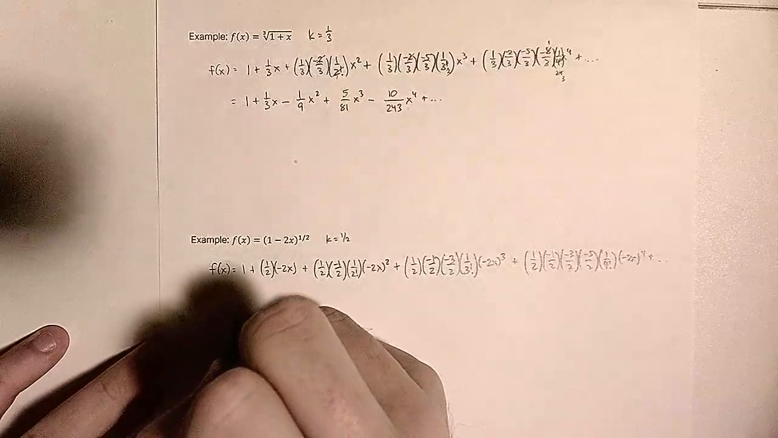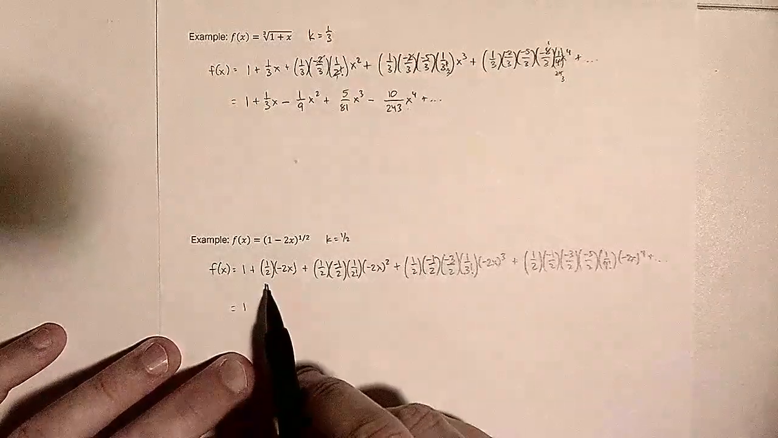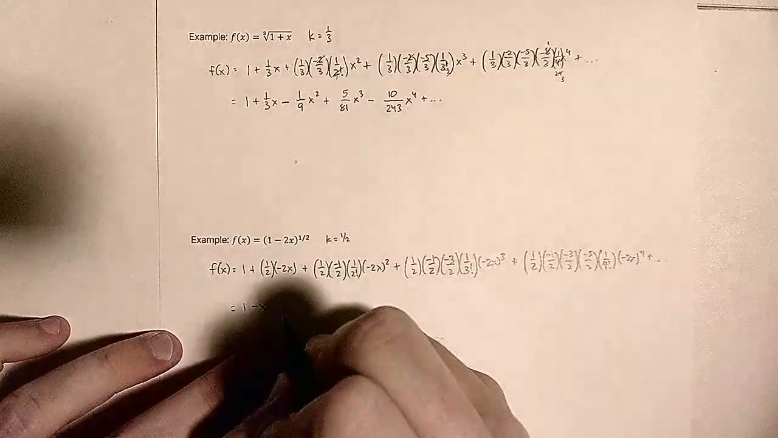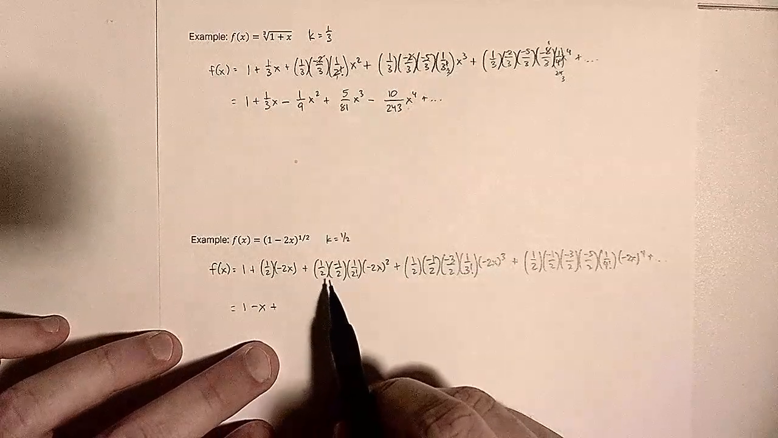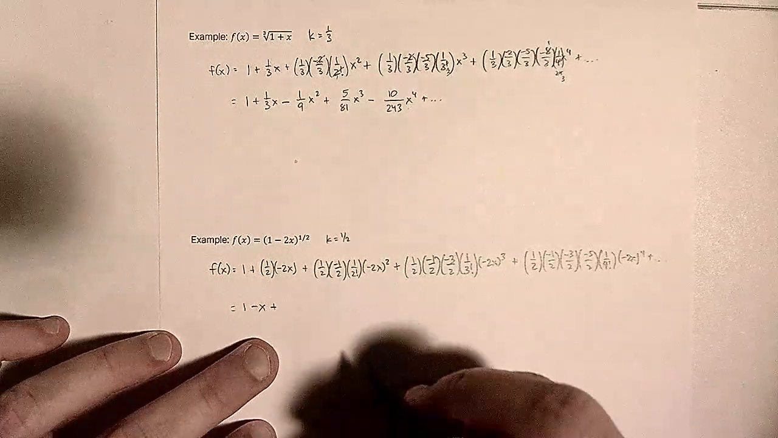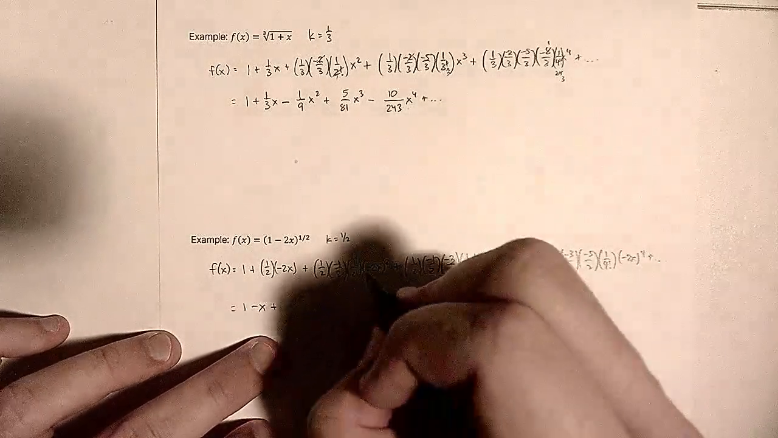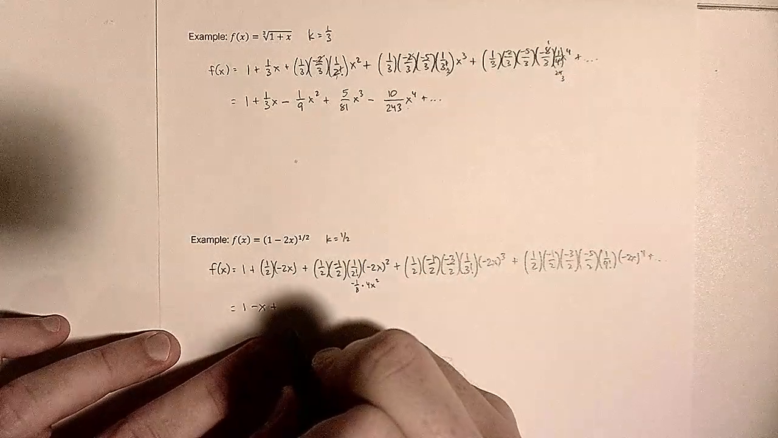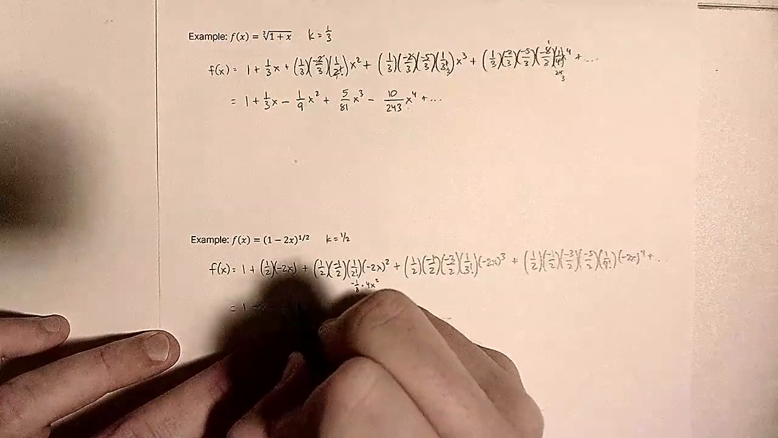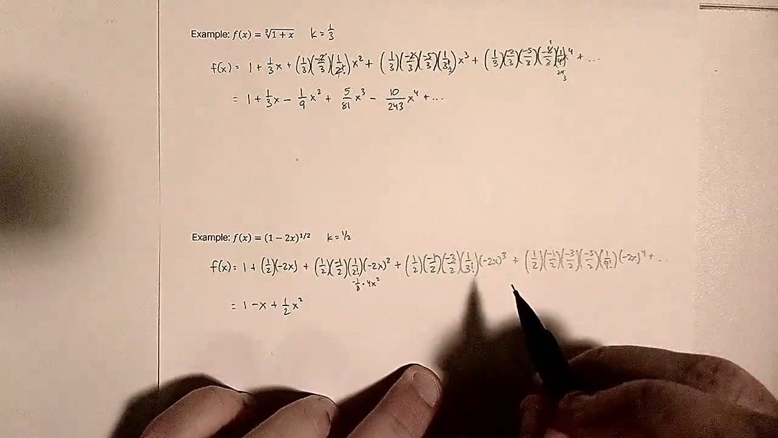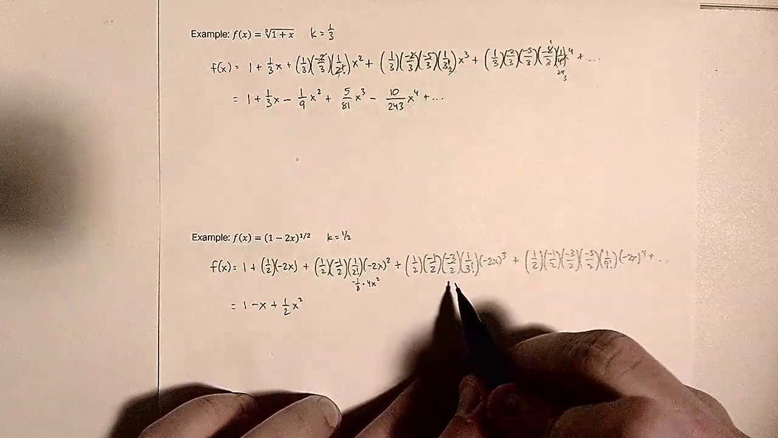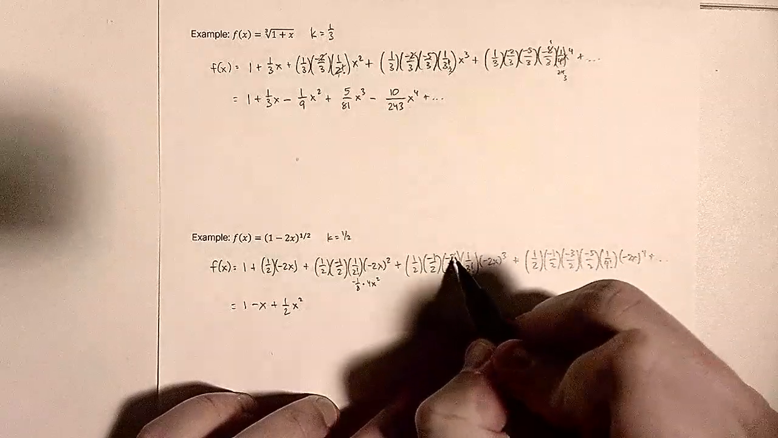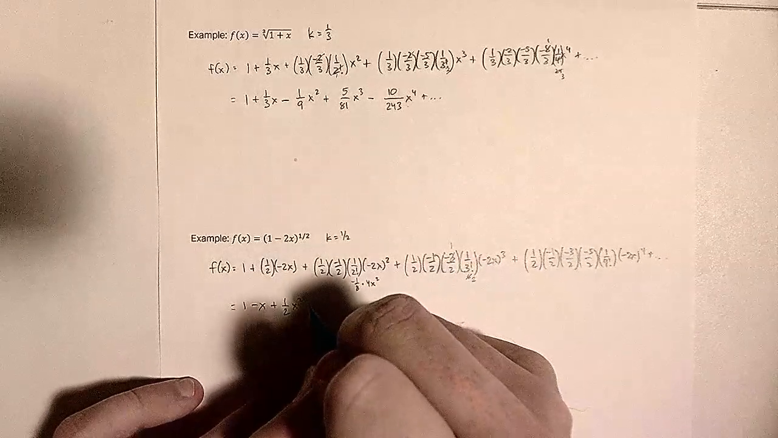All right, let's clean this up, and we're almost done. 1/2 times negative 2x, so that's just going to give you negative x. 1/2 times negative 1/2, that's 1/4. This is 2, so that's negative 1/8. Negative 1/8 times 4x squared, that's going to give us 1/2 x squared. 1/2, negative 1/2, negative 3/2, and this is a 6. So we can cross that out and make it a 2, and that becomes a 1. You do have a positive here.